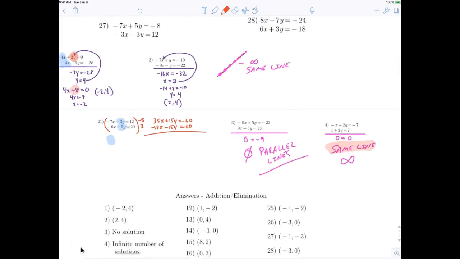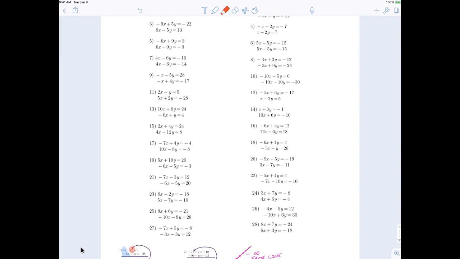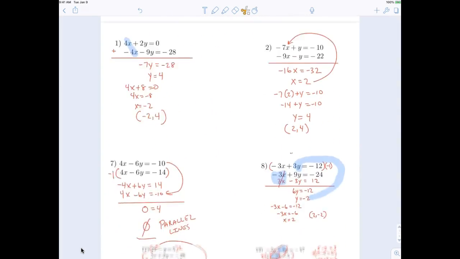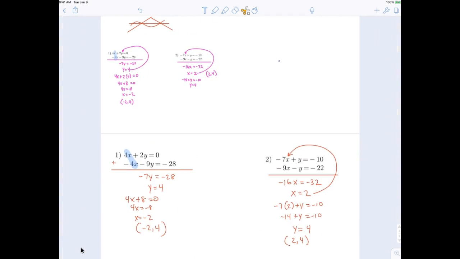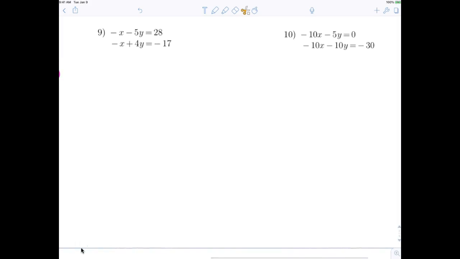All right. Now, I'm getting a little bit harder, so I need everybody to listen now. I want to take a look at question number 9 and 10 here. Okay, here we go. Now, everybody look at number 9. Can I just add them together this time? Yeah. Well, negative x and negative x, does that cancel? No. Does negative 5 and positive 4 cancel? No. So we can't add them anymore.